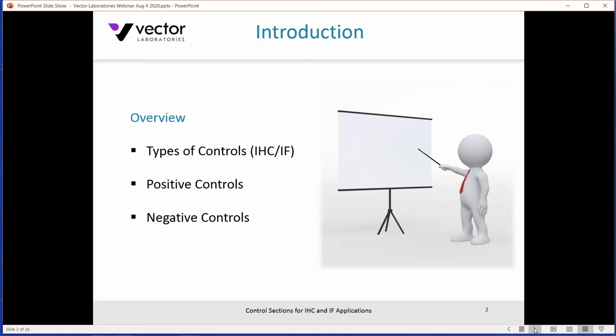So, a brief overview: we're going to be looking at the types of controls you'll encounter with your immunohistochemistry and immunofluorescent applications. Then we'll take a deeper dive into positive controls and negative controls, particularly what are they, why use them, and what are some examples of appropriate controls that you could implement into your workflows.